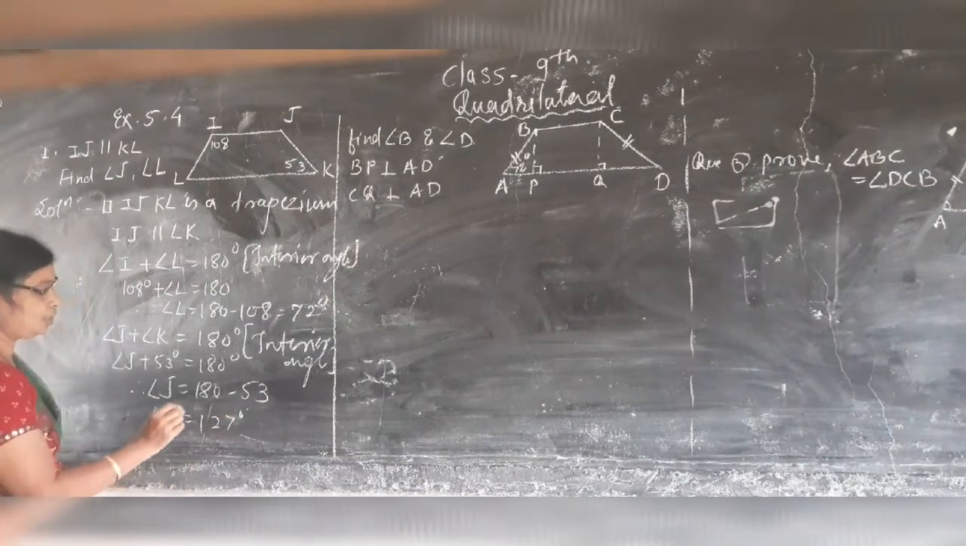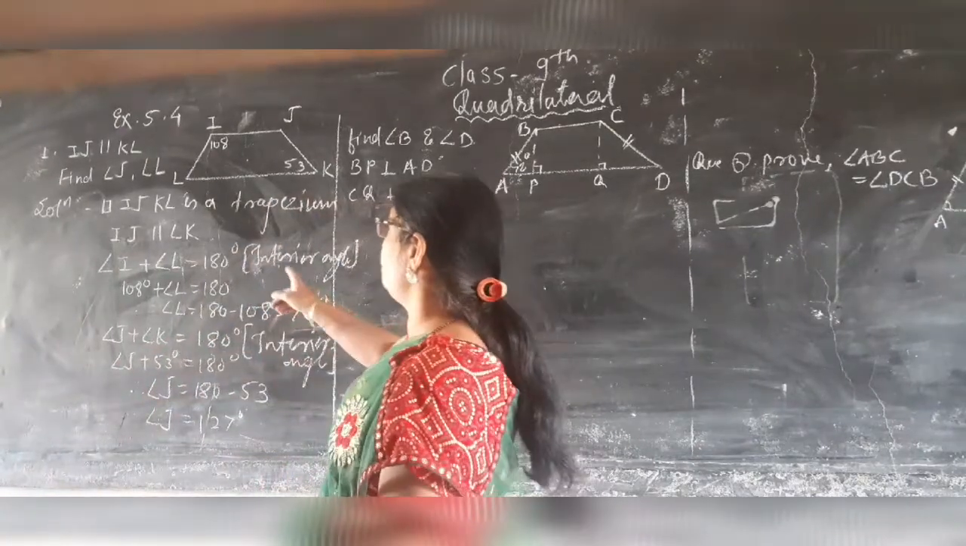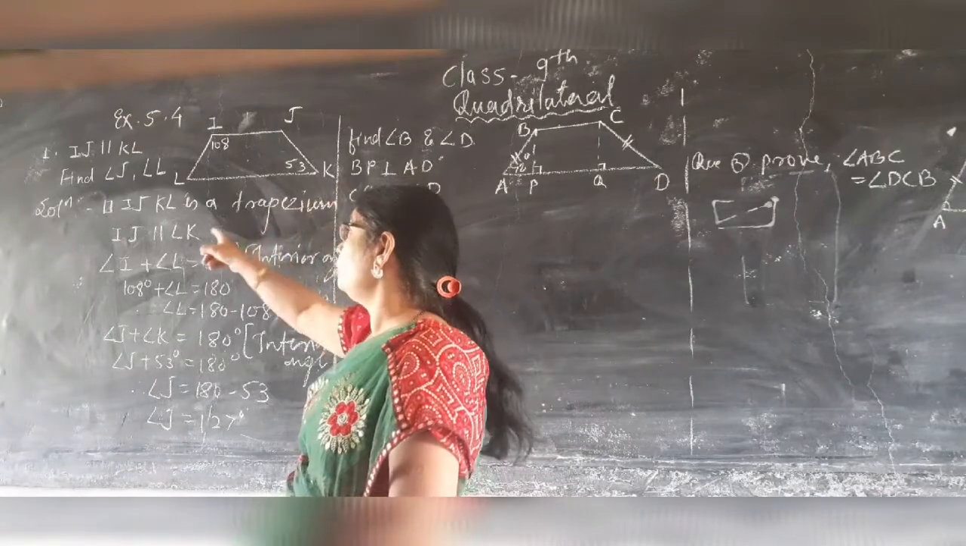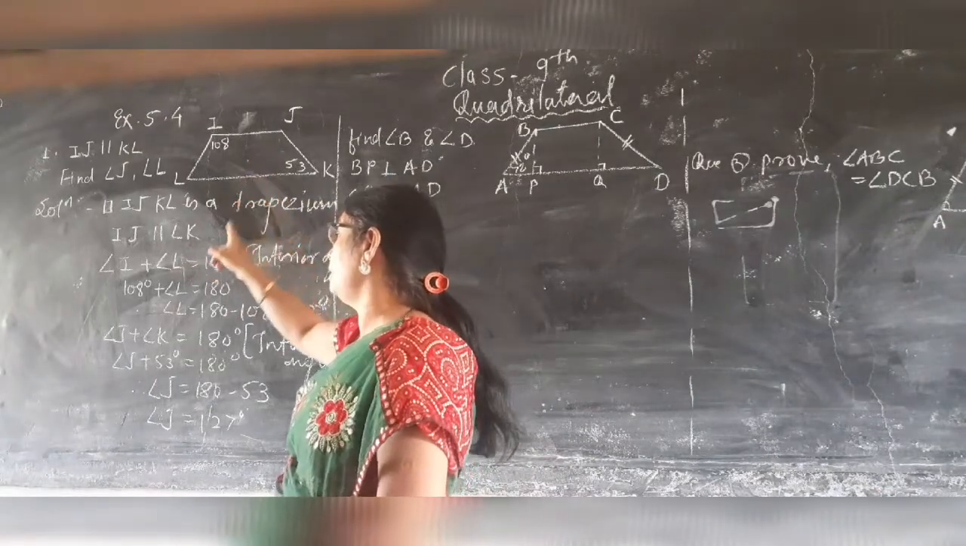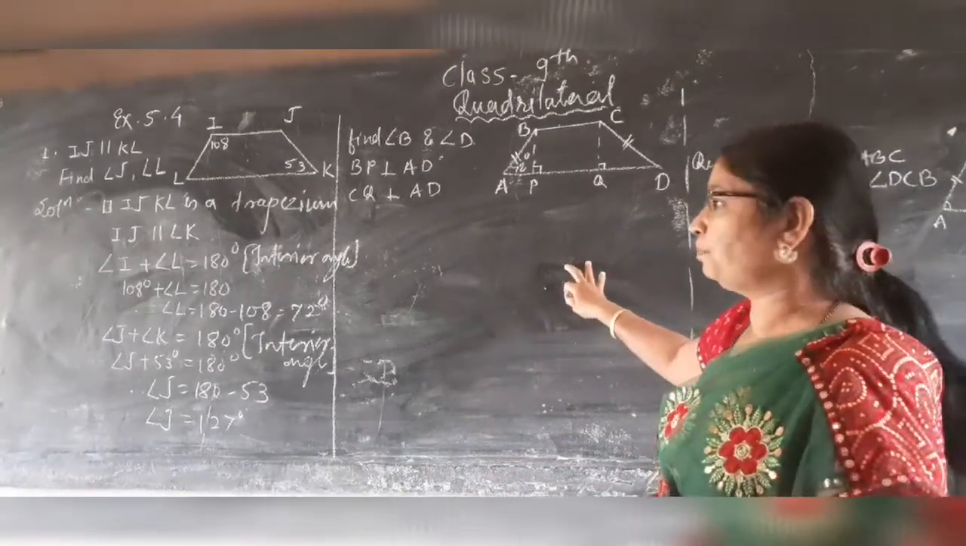127. So angle J is how much? 127. In this problem, which property do we use? Interior angles. A trapezium is given. You have to take the sides which are parallel and then use interior angles. Now let's see the second problem.